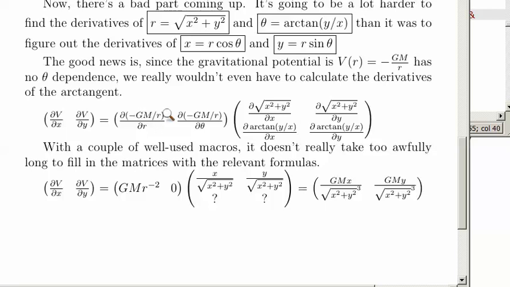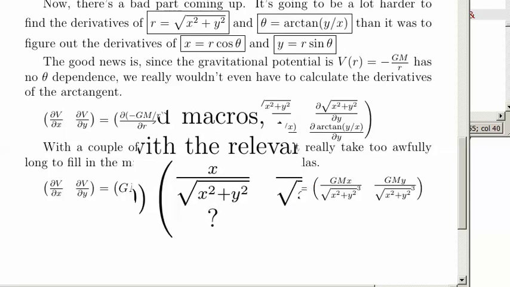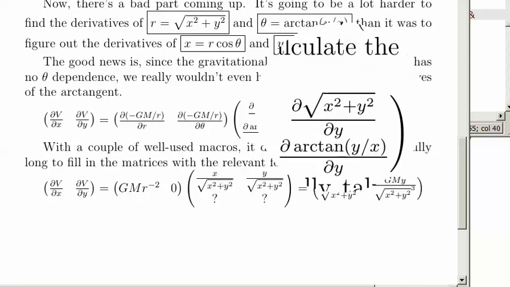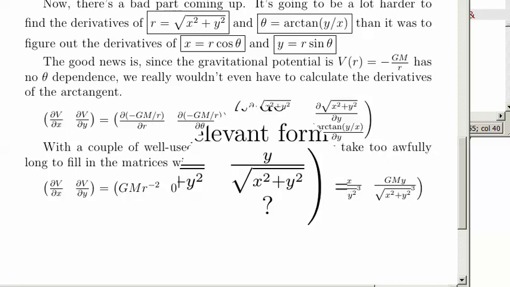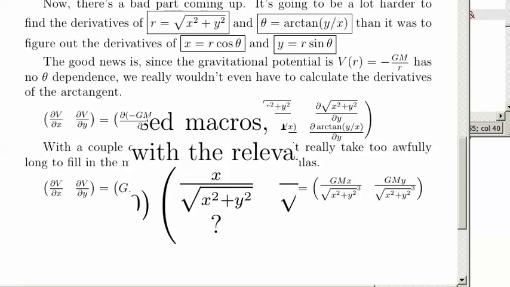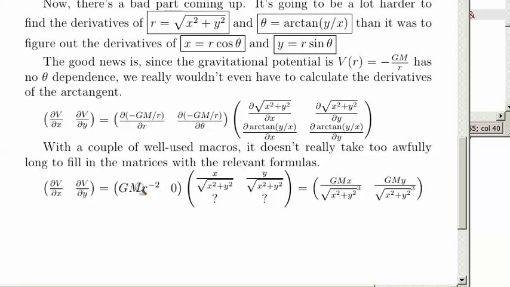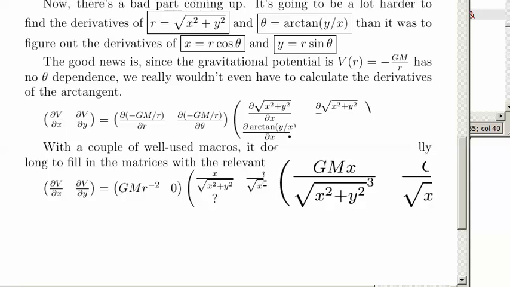Negative GM over r with respect to r should be GM r to the negative 2. The derivative of square root of x squared plus y squared with respect to x is x over square root of x squared plus y squared. And the derivative of square root of x squared plus y squared with respect to y is y over square root of x squared plus y squared. Notice this has a term of r, and these have terms of only x and x squared plus y squared. But I replace this r to the negative 2 with 1 over x squared plus y squared, and so that's where this square root of x squared plus y squared cubed comes from on the bottom.